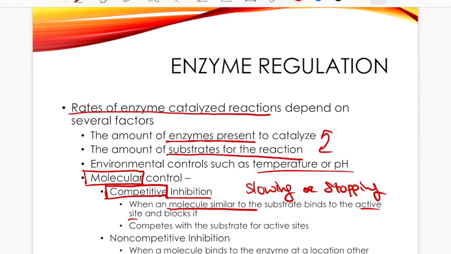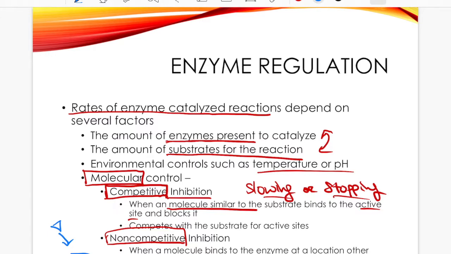Another example is non-competitive inhibition. So this is when we're still slowing or stopping, but it's not through a competitive means. A molecule will bind to the enzyme at a location other than the active site. So if we have our enzyme, right, and it's going to bind to a location other than the active site, and then it blocks the active site. So the substrate can't actually get in there. All right, it blocks the active site.